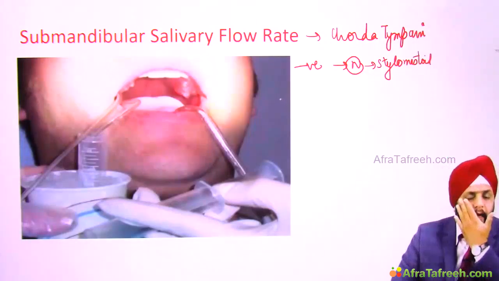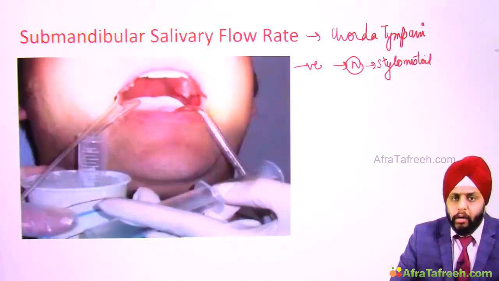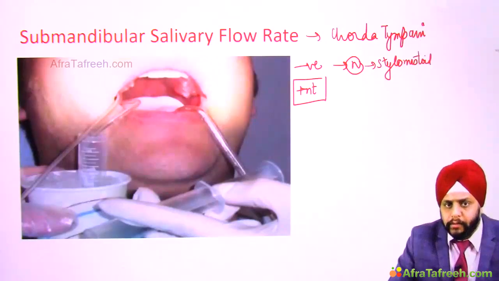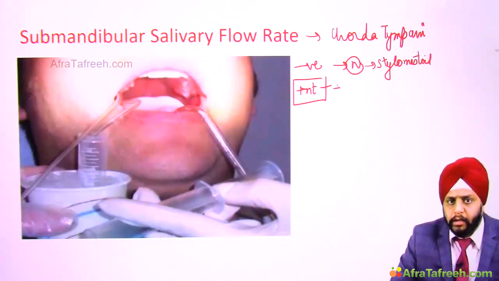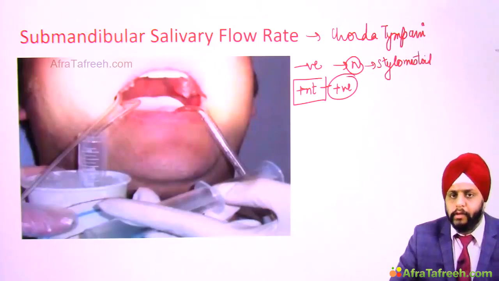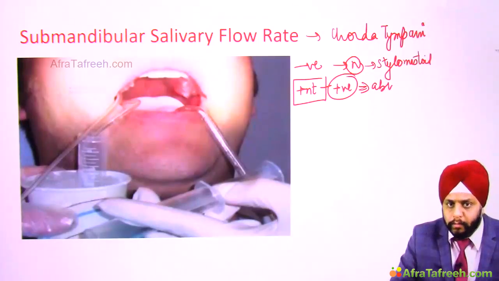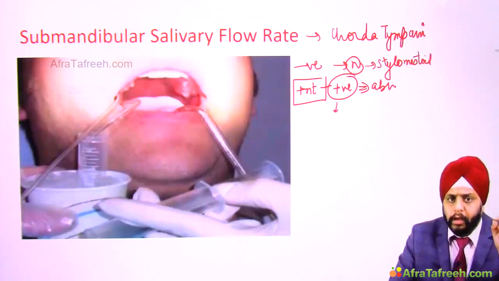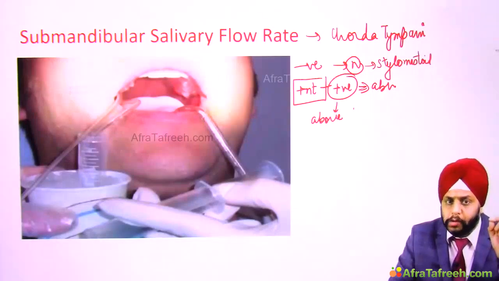Okay, right. Now let's say there is a difference in salivary flow rate. The patient came with right side palsy and now on the right side the salivary flow rate has decreased. So the test is now positive, the difference is present. Okay, so difference present, the test is positive. That means this is abnormal. Okay, once again, the injury has taken place above stylomastoid foramen.